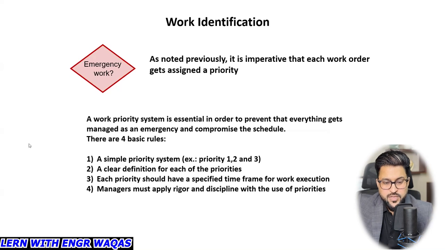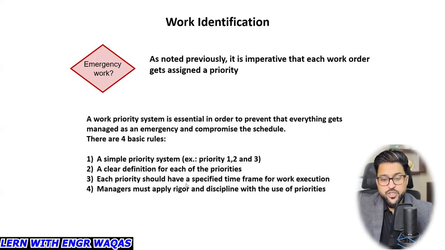So there are four rules. A simple priority system, 1 2 3, you can tag them: one, high priority; two, medium priority; and three, least priority. And then a clear definition of each of the priorities. Yes, like one is least priority or high priority, it should be mentioned there.